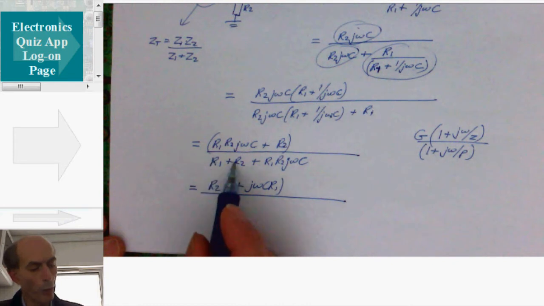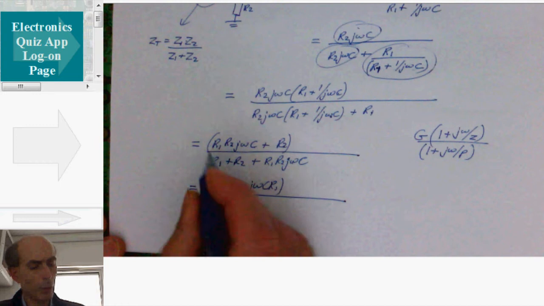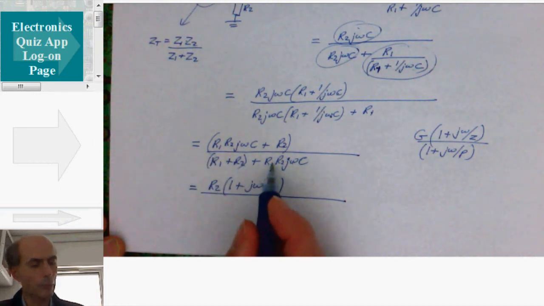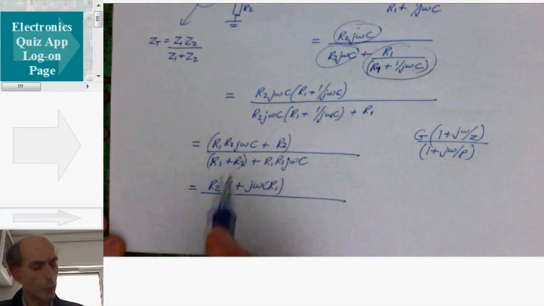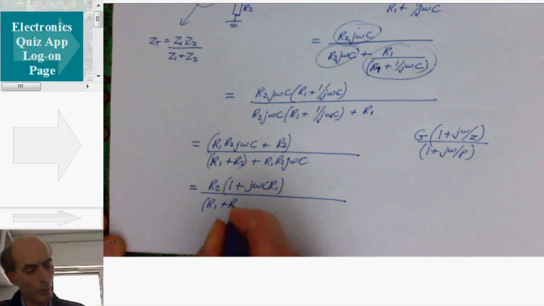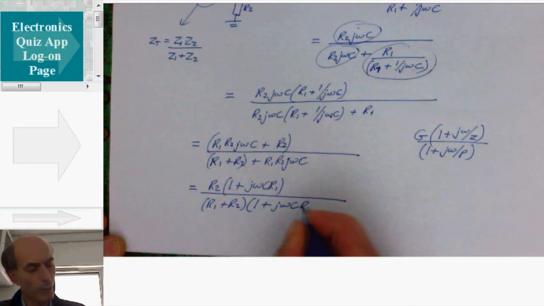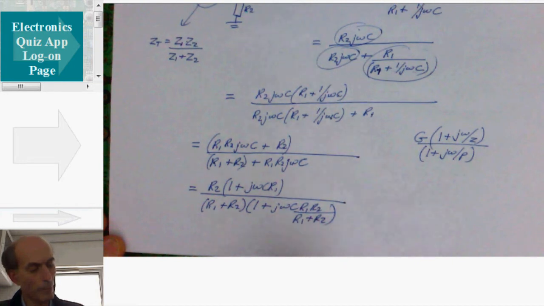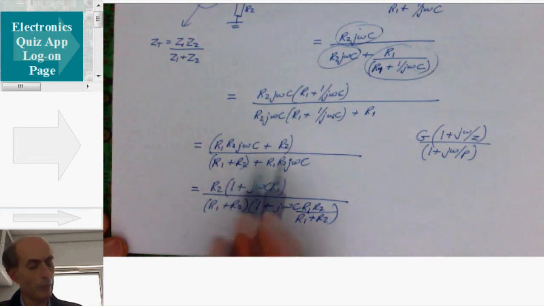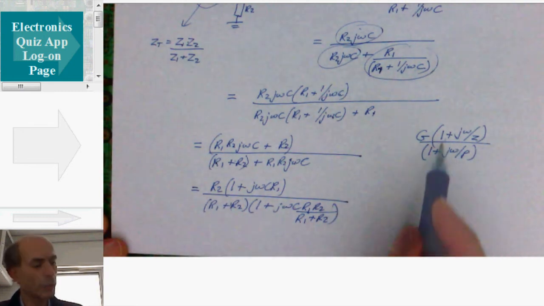Similar thing down here. We would like 1 plus something times j omega, but we've got R1 plus R2 plus something times j omega, so we take the factor of R1 plus R2 outside a bracket, and we'd end up with R1 plus R2, 1 plus j omega C R1 R2 over R1 plus R2. And if I multiplied that out, I would just get back to this again. We've now got something in our standard form.